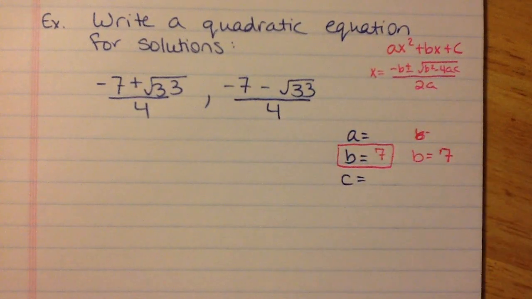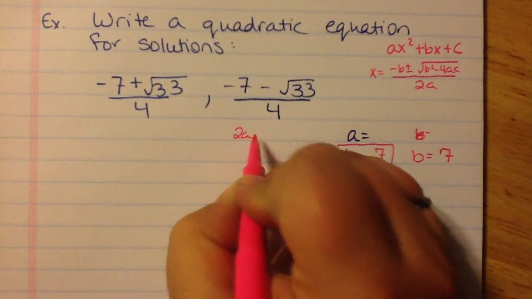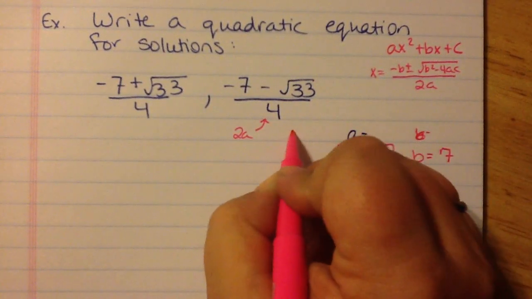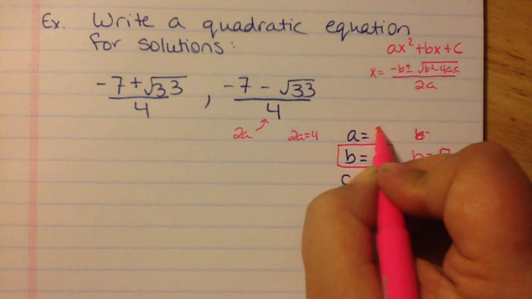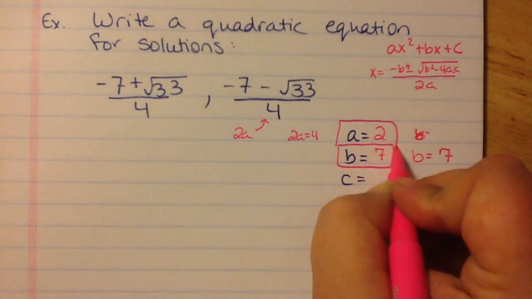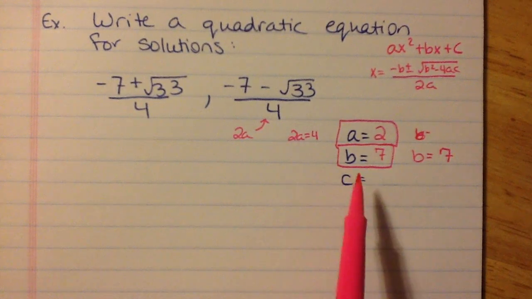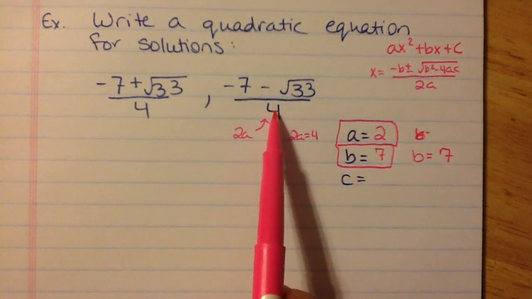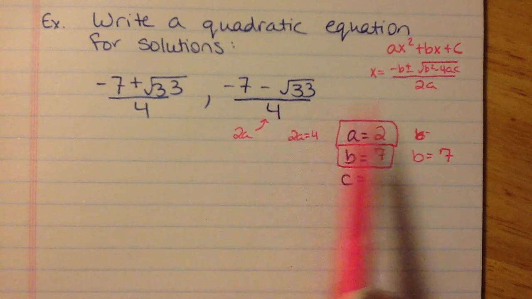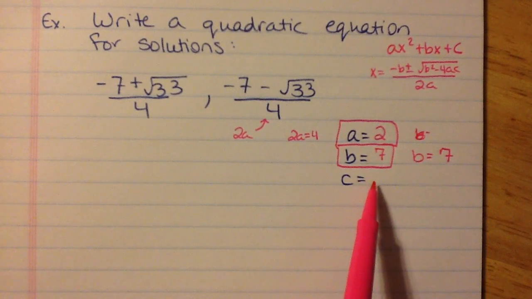Now I also know that in the denominator is 2a, correct? So I know that 2a equals 4. If I divide both sides by 2, I know that a equals 2. So look, there's 2 of my 3 already. I used this negative 7, the opposite of that, as my b. I've used the denominator of 4 divided by 2, always 2 because that's the denominator, to get my a, but I still need to find c.